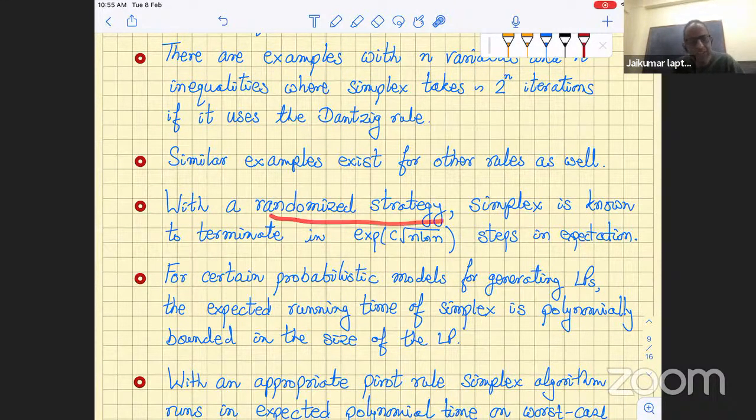And what is the randomized strategy? First, you order the variables. So there are n variables. You can order them in n factorial ways. Pick one of the orderings, and then apply Bland's rule. That is, always choose the first variable with respect to that order. And then you can prove that it would take this. I have not looked at this paper. Apparently, two groups proved this result simultaneously.